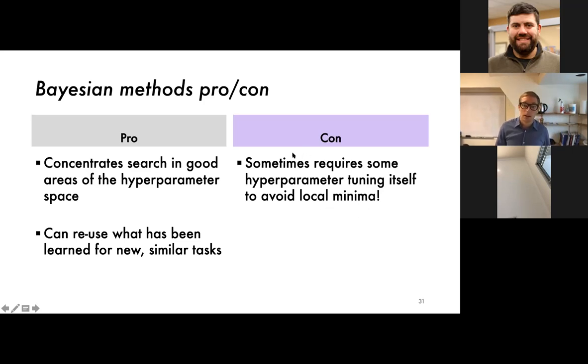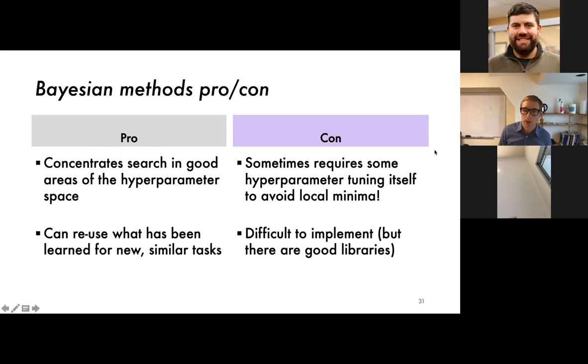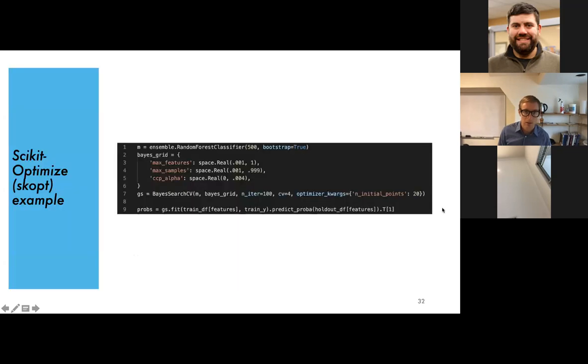So this can sometimes, however, require some hyperparameter tuning itself, like hyperparameters, to avoid some local minima in this search process, because you have to decide how much should you do random exploration versus how much should you focus on good areas of the search space of hyperparameters. And this one is in theory a bit difficult to implement, but there are actually decent libraries for this, although some of them need updating lately, I think.